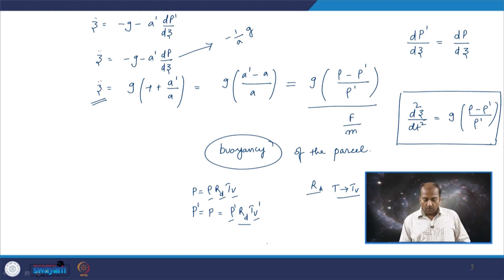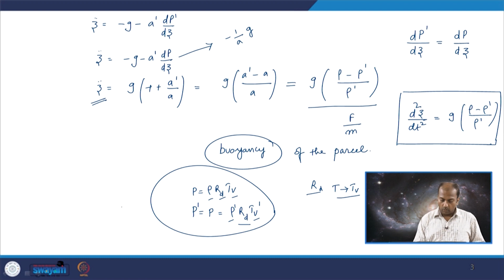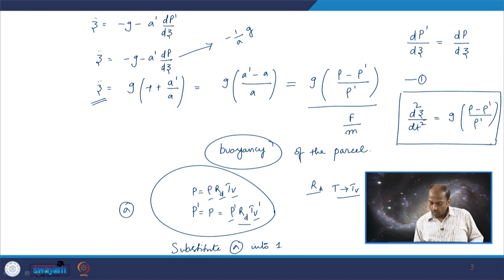Now let us substitute these two equations. Let's call this set of equations A. Let's call the earlier equation equation number 1. So we substitute the set of equations in A into 1.